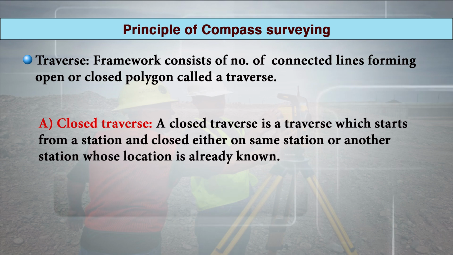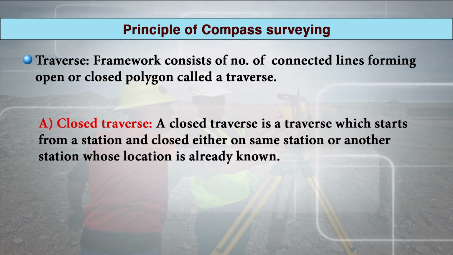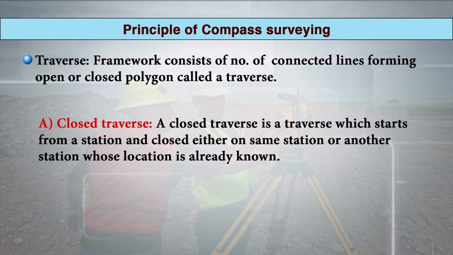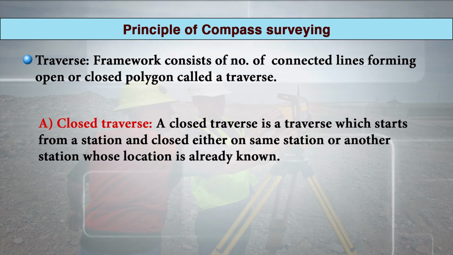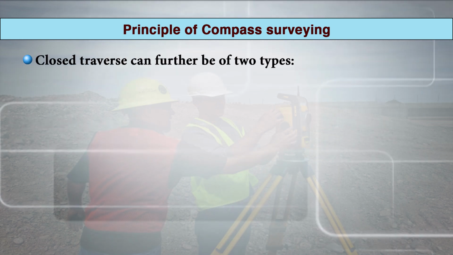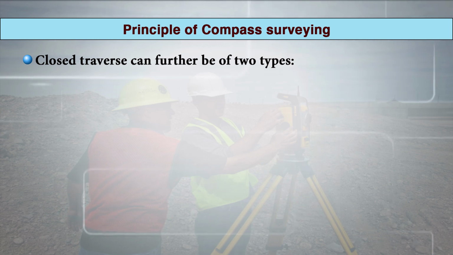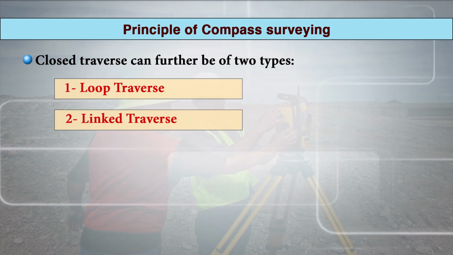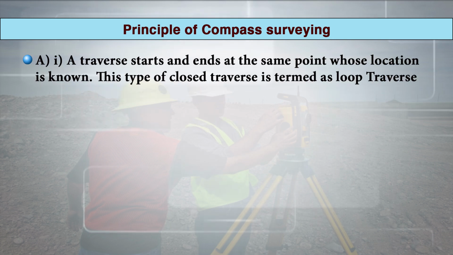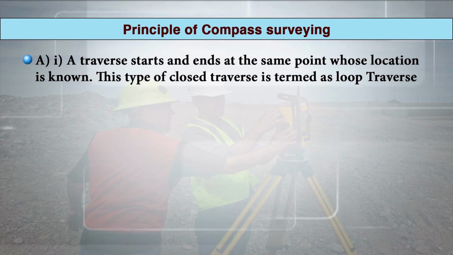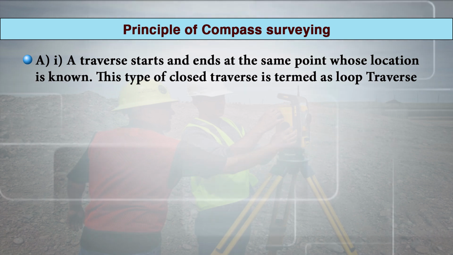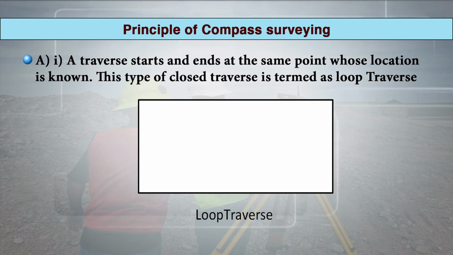So, we will be discussing what is closed traverse. A closed traverse is a traverse which starts from a station and closes either on same station or another station whose location is already known. So, closed traverse can further be divided into two types. First one is loop traverse and second one is linked traverse. So, what do you understand by loop traverse? Loop traverse is a traverse which starts and ends at the same point whose location is known to us, and this type of closed traverse is termed as loop traverse, as you can see from the diagram.